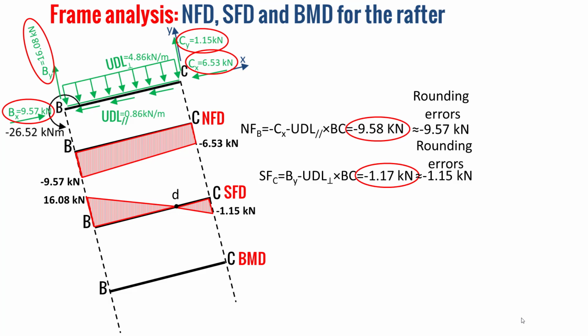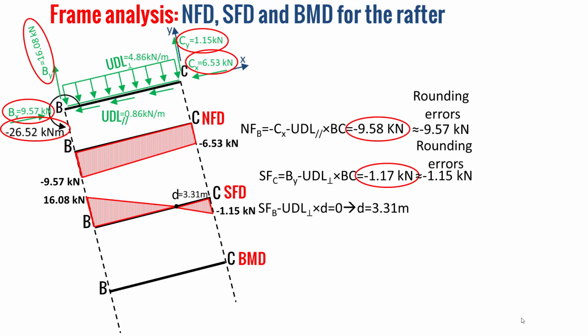And we have the point D where the shear force is equal to 0. We can determine the location of this point D using this equation, and finally we obtain D equal to 3.31 meters if we consider that the origin of calculation is the point B of the rafter.